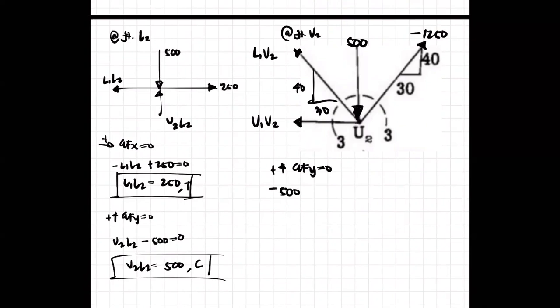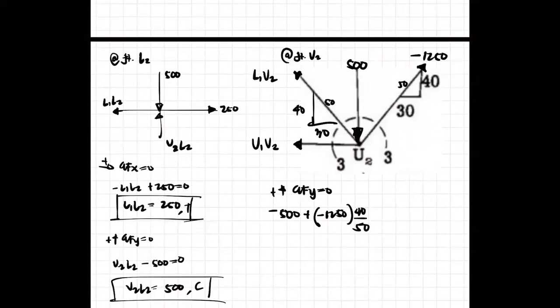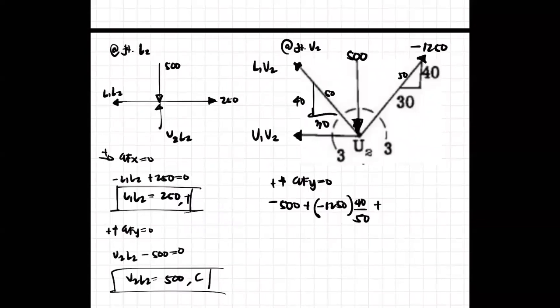And then the Y component of negative 1 to 50. So this is 50, also 50, that is positive negative 1 to 50, 40 over 50. Okay? Positive L1 U2, and that is 40 over 50 is equal to 0. Okay?